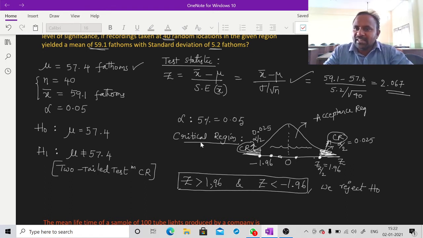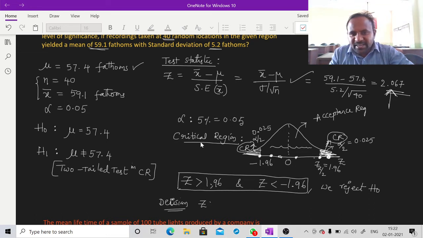Now you can clearly observe that this value 2.067 is more than 1.96. That point would be somewhere here, which falls under the critical region. Since your test statistic is falling under the critical region, you have to reject the null hypothesis. So that is how we make the decision. Your decision is, since z is greater than 1.96, because z value is equal to 2.067, we need to reject null hypothesis H naught.